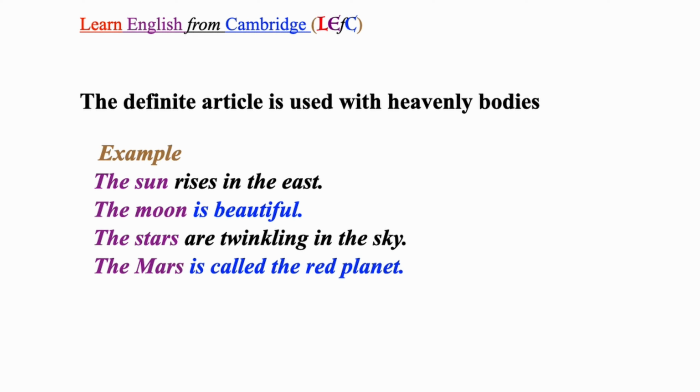The definite article is used with heavenly bodies. For example, the sun rises in the east. The moon is beautiful. The stars are twinkling in the sky. The Mars is called the red planet. These nouns used for heavenly bodies, sun, moon, stars, Mars, all take the definite article.